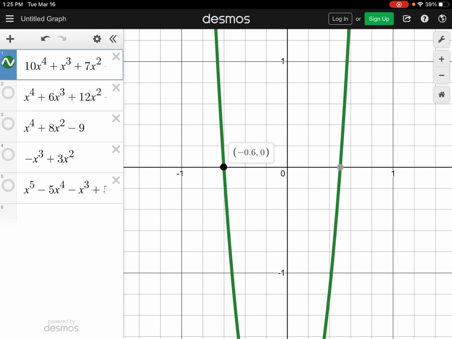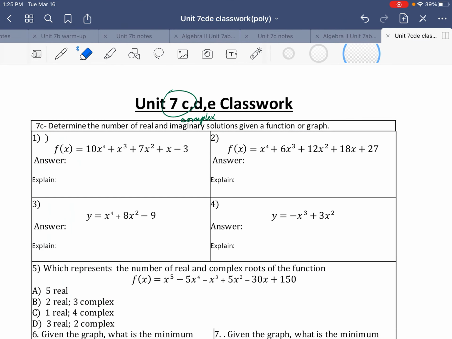So there you have two x-intercepts, and looking back at the classwork, there are 4 total solutions. The degree is 4, so there are 4 total solutions. If there are 4 total solutions and 2 x-intercepts, those are two real solutions because we can see them on the x-axis. And there are 4 total. That means there has to be 2 complex or imaginary solutions.